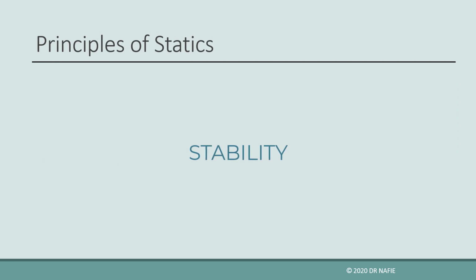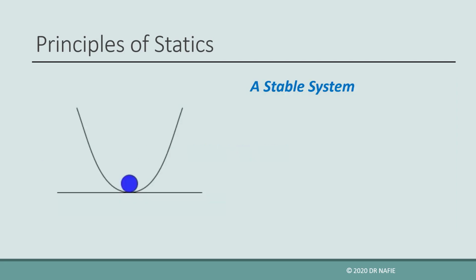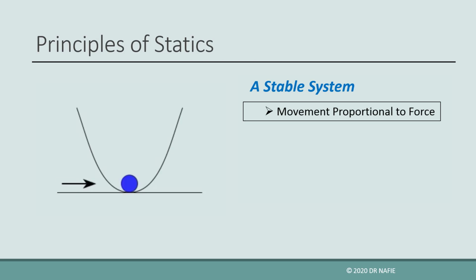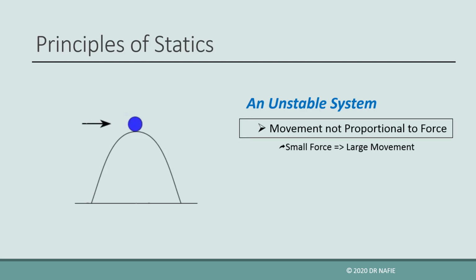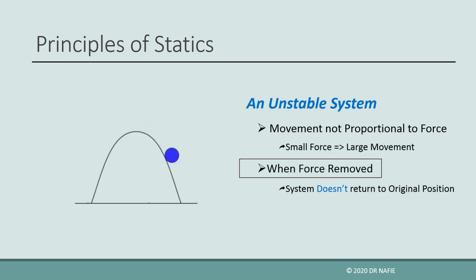Stability. So what is a stable system? When a stable body is pushed by a force, it will move proportional to the strength of the force. A small force will cause a small movement. A stable body returns to its original position when the force is removed. An unstable body will experience a large movement in response to a very small force. The body will not return to its original position when the force is removed.